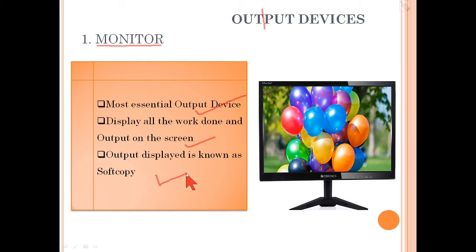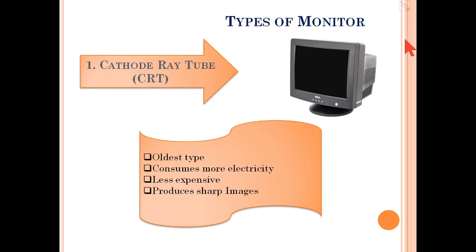Inside the computer, everything is in the form of soft copy, and when you take the printouts, and your matter is in the form of paper, that is the hard copy. We have discussed this in the last class also. So this is about monitor. Now we will discuss various types of monitor.